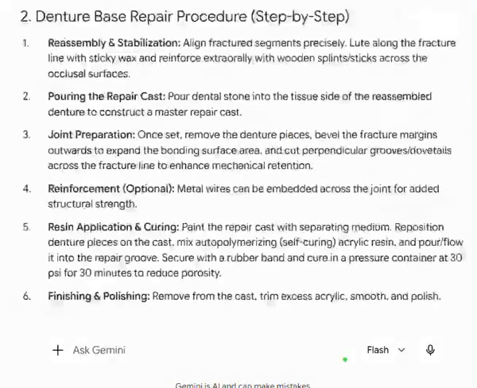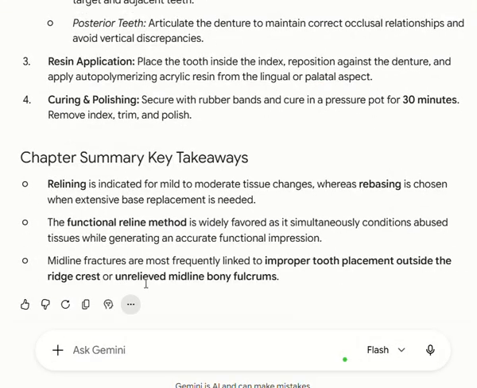Here is the high-yield study summary for the remainder of Chapter 15 covering causes of denture fractures, denture base repair procedure.